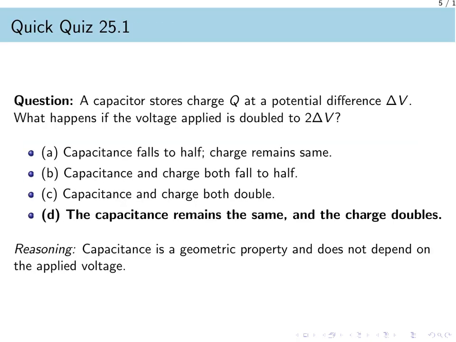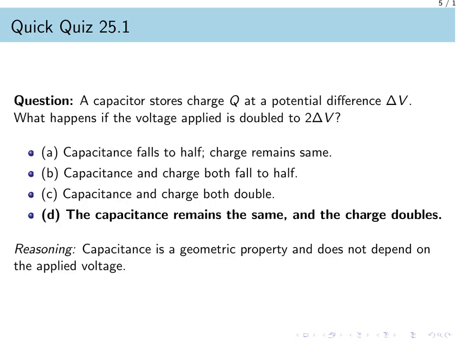To test our understanding, let us consider a quick quiz. Suppose a capacitor is storing a charge Q at a potential difference ΔV. If we replace the battery so that the applied voltage is doubled to 2ΔV, what happens to the capacitance and the stored charge? The correct answer is D. The capacitance remains the same while the charge doubles. This is a fundamental concept in electrostatics.